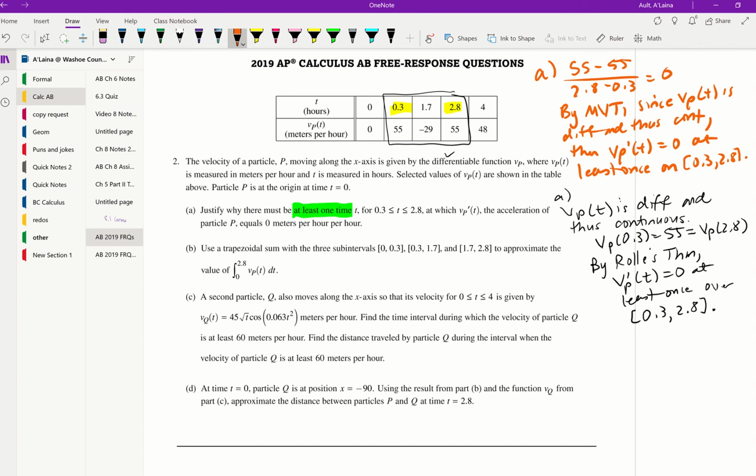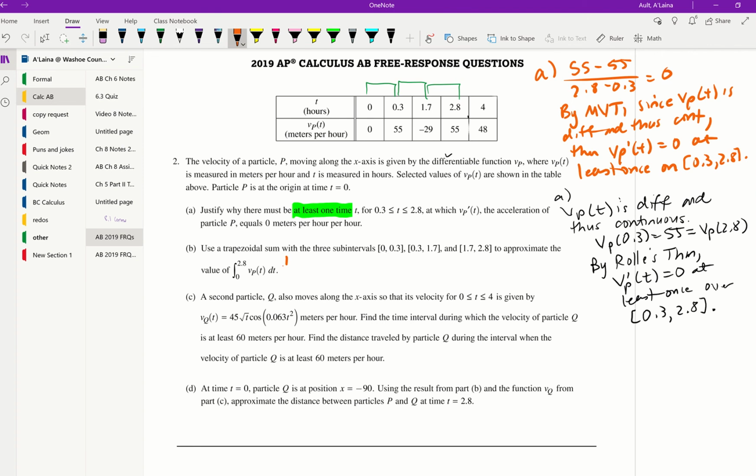All right, part B. Use a trapezoidal sum with 3 subintervals, and they tell you where each of these trapezoids starts and ends. We're going to go from 0 to 0.3, from 0.3 to 1.7, and from 1.7 to 2.8. You might notice we are not even using this last column for the trapezoid. So be careful, you may not use everything on the table. And we want to use this to approximate the definite integral from 0 to 2.8 of V sub p prime of t.